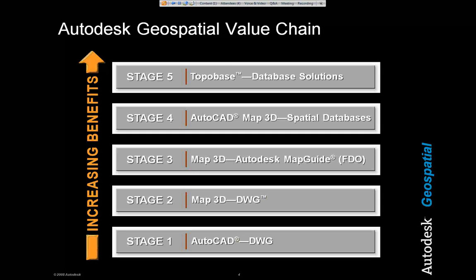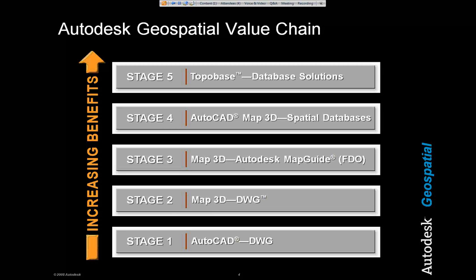And then up to stage 3, you start to talk about FDO, and with the FDO tools, that stands for Feature Data Objects, you have the ability to access many formats of data, and it's not really important at that point what format your data is in, whether it exists in a shapefile or a database of some sort or DWG. Map, using the FDO tools, is very good at accessing multiple sources of data.